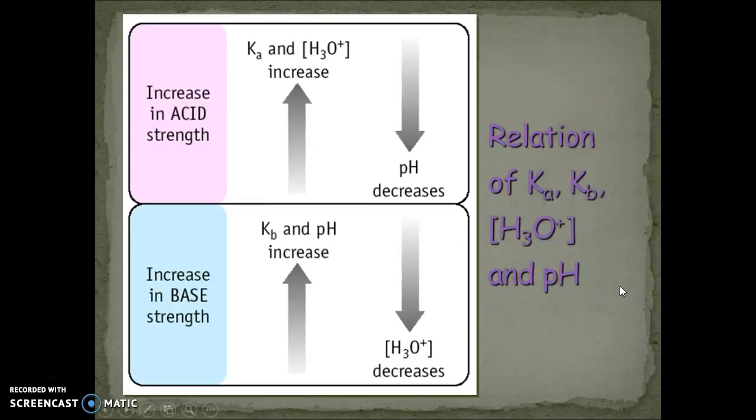Remember, if we translate this all into pH, as you increase the acid strength, Ka gets bigger, the H3O plus gets bigger. What happens to the pH? It's going down. With Kb strength, the pH is going to increase, but the H3O plus concentration is going to decrease. We have more OH minus around. So just remember that you've got a lot of inverse relationships that you've got to keep straight. Pick a couple that you know solidly, and then the rest you can figure out from there.